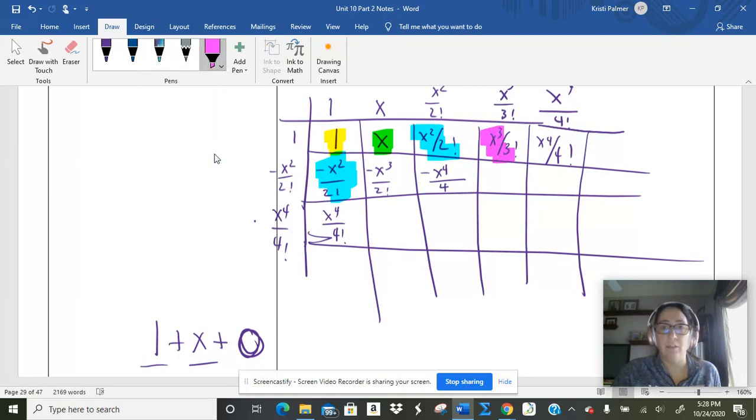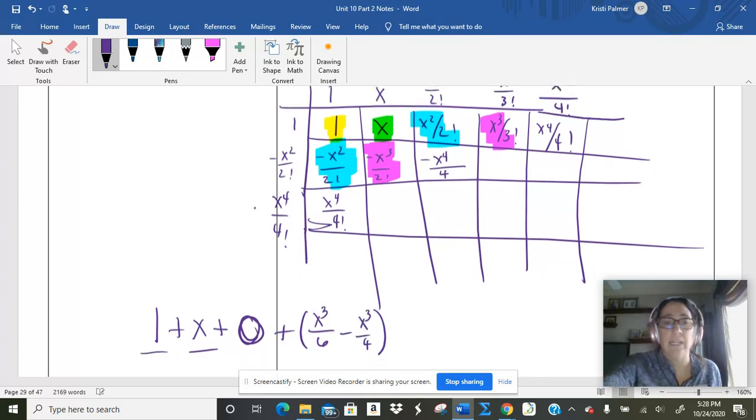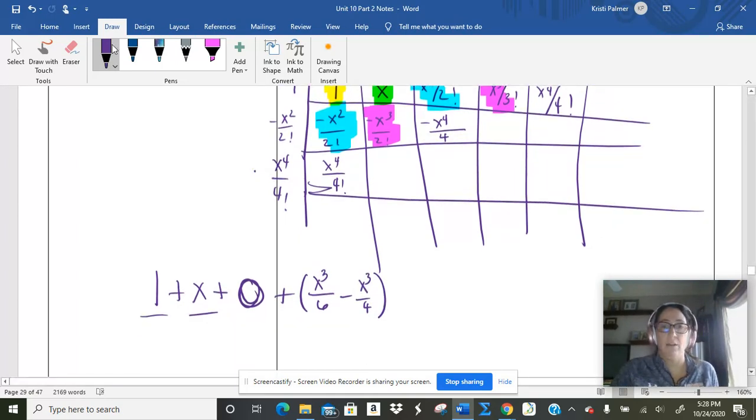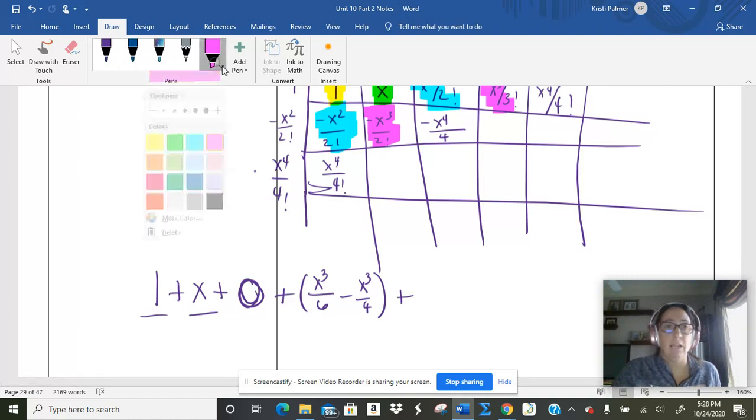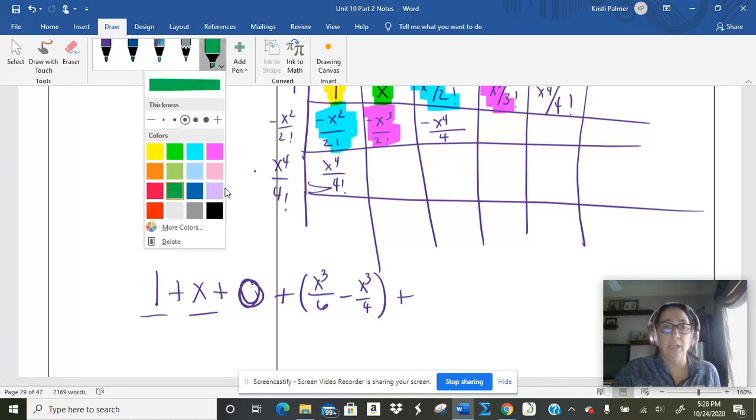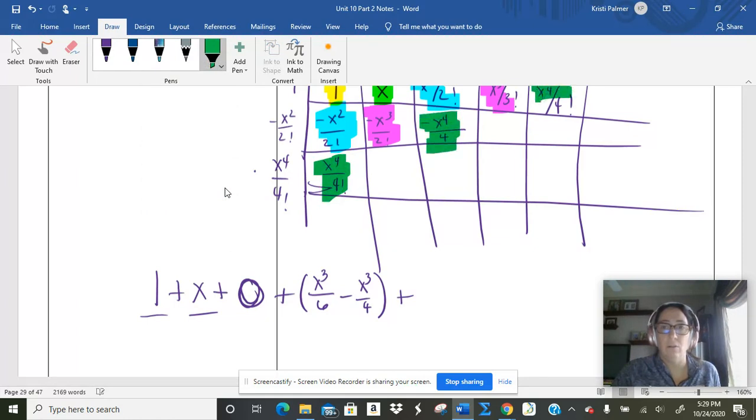So now I'm going to look at all the powers of degree 3. Okay, those do not cancel out, so that's good. So that's x to the third over 6 minus x to the third over 4. Those are not going to cancel out, so we're good to go so far. And I will simplify that. Then let's see about the x to the fourth and make sure that they don't cancel out. If they don't, then we don't have to go any further.